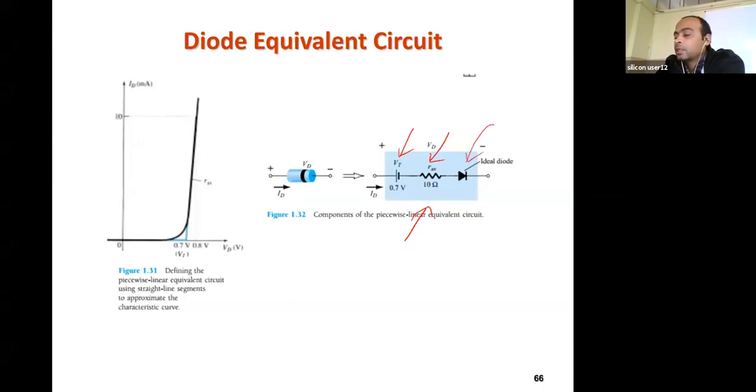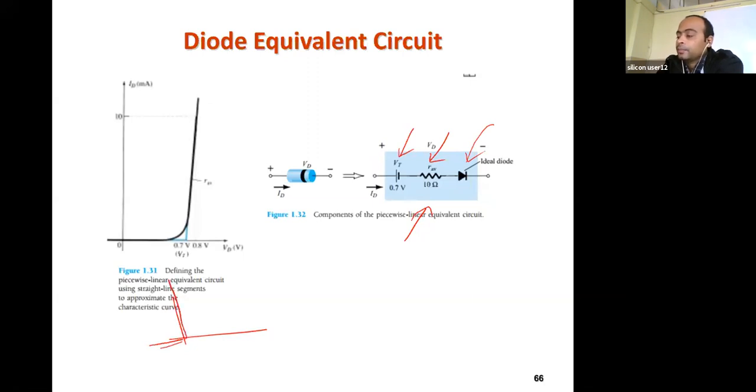What happens in an ideal diode? An ideal diode has no resistance and no voltage drop. As we have seen, an ideal diode, when it is reverse biased, will not conduct, and when the voltage is just out of reverse bias, that means when it enters 0, at that time the current will be infinite.